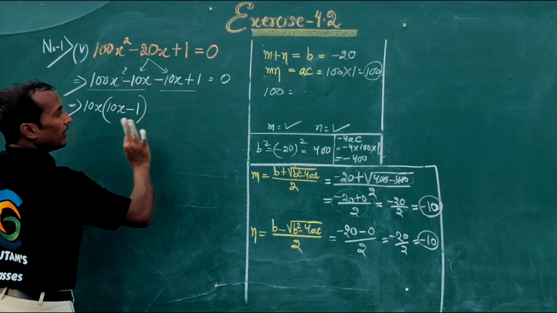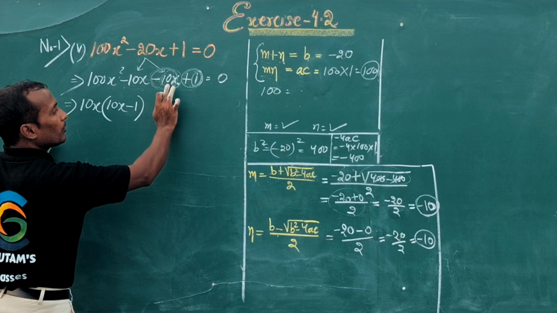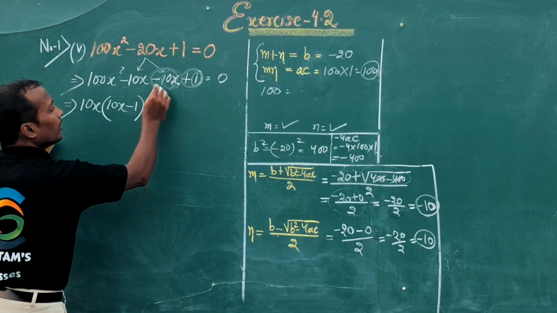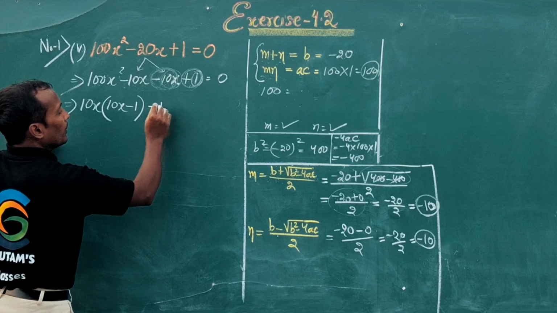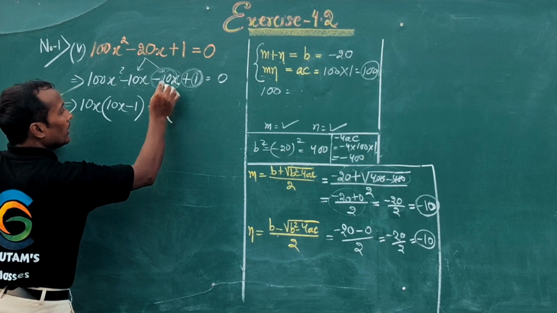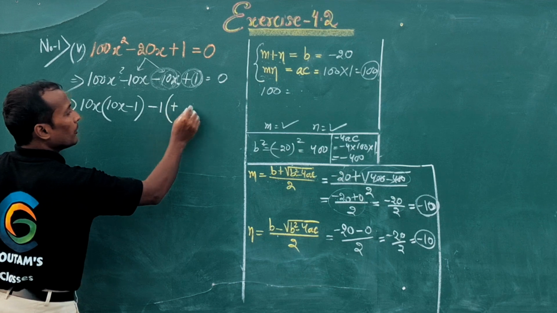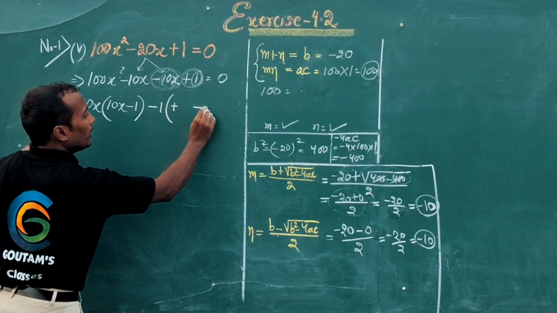Now from these two parts, there is nothing common. No common factor exists from 10x and 1. So I will take 1 common with minus symbol. With minus symbol, if I take common, then these two parts will be written with opposite symbol. So this first part will be positive, second part was plus, so it will be negative.